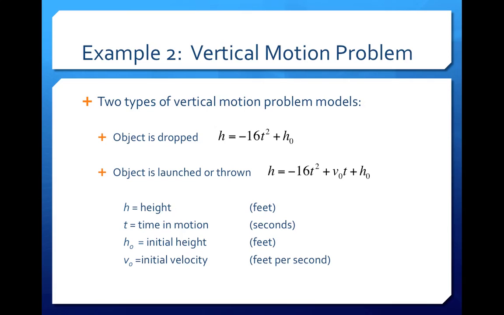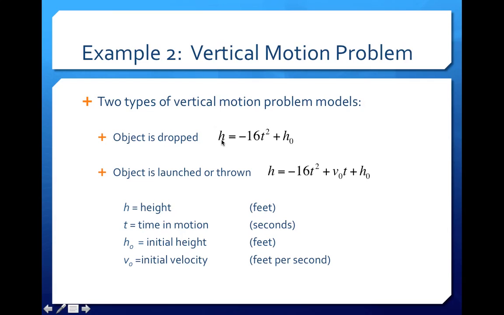So you'll notice here the biggest difference between these two models is the v sub 0 times t. In a dropped object, we do not have that term because we're assuming there is no additional force being given to the object. We're simply letting go and dropping it. With launched or thrown, we do have that term because we have that extra force behind the object. Everything else, though, is the same. Our h out in front is height, represented in feet, and that is sort of the ending height.